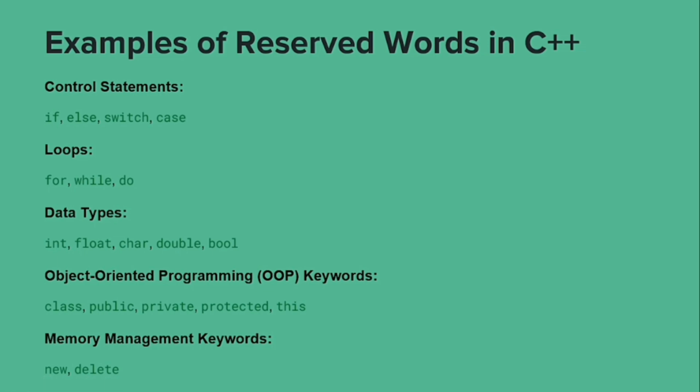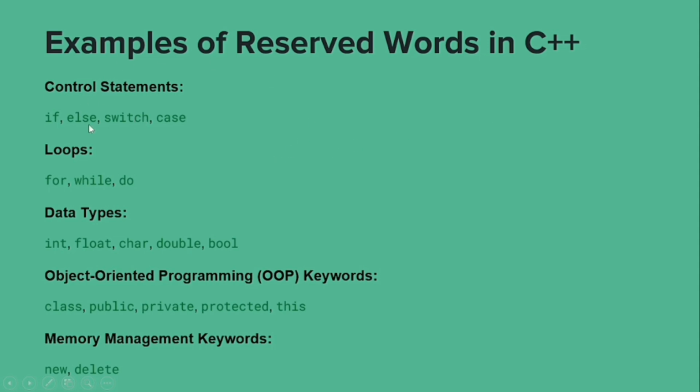The memory management keywords are used for allocating dynamic memory and deleting the allocated memory. That's why we use these types of keywords. Like new, we use new to create dynamic memory, and delete is used to delete the allocated memory space that is stored. That's why we use memory management.